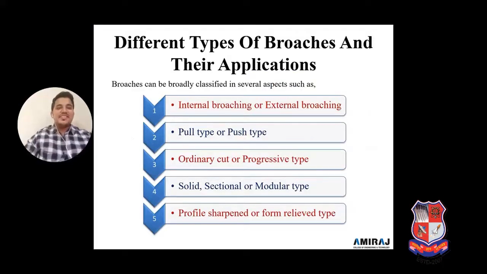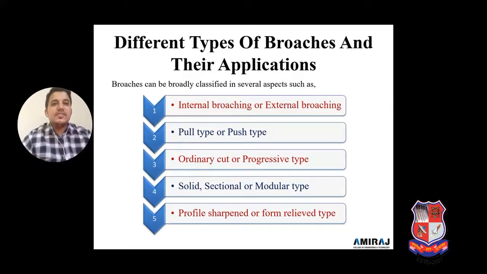Morning everyone. So we start with our remaining point in manufacturing process, chapter number 7, broaching machine. So in the second part we have to learn different types of broaches and their applications. Yesterday we learned the principle of the broaching operations, tool types, and the main function of the tool and main components.